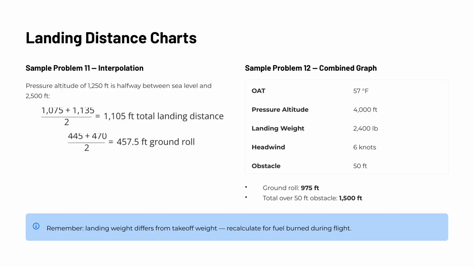Here's a critical point to remember. Your landing weight will almost always be less than your takeoff weight because you've burned fuel during the flight. Never assume these numbers are the same. Before solving any landing distance problem, recalculate your actual landing weight by accounting for fuel consumed. Using an incorrect weight will give you inaccurate distance figures and could compromise safety.